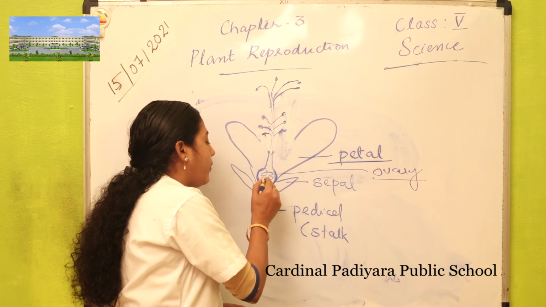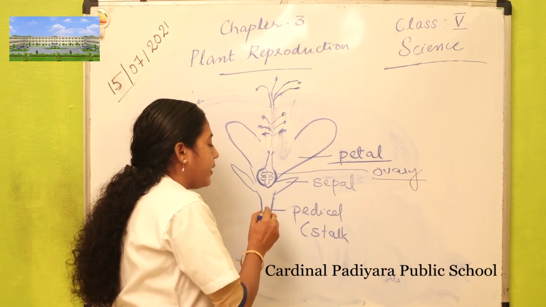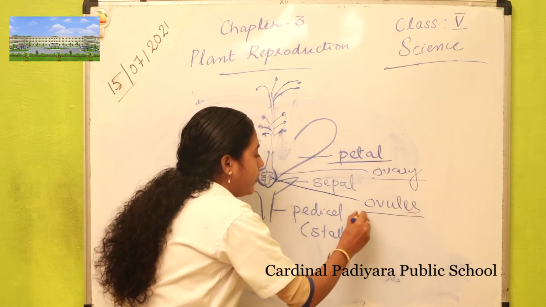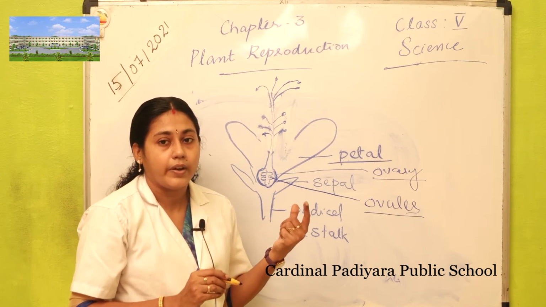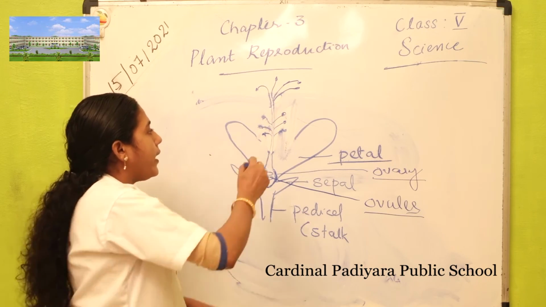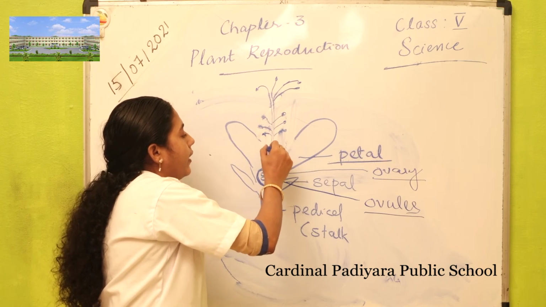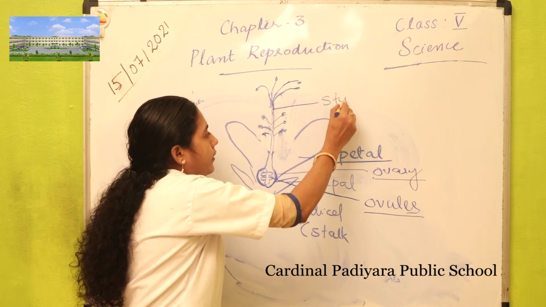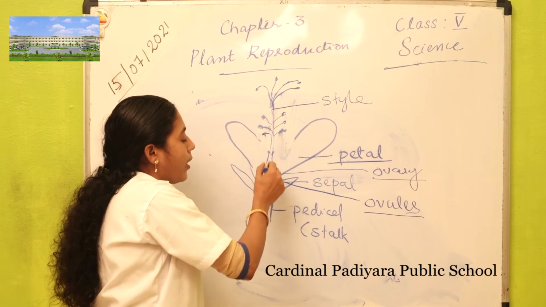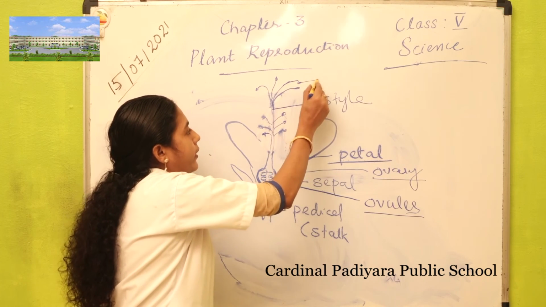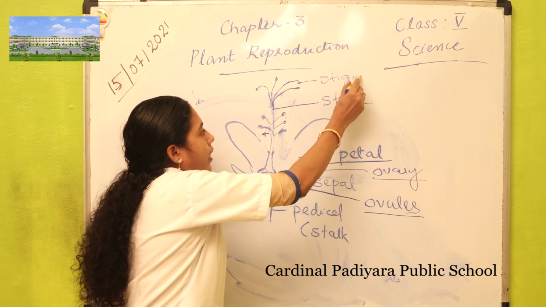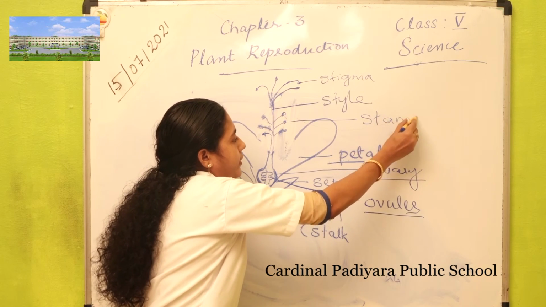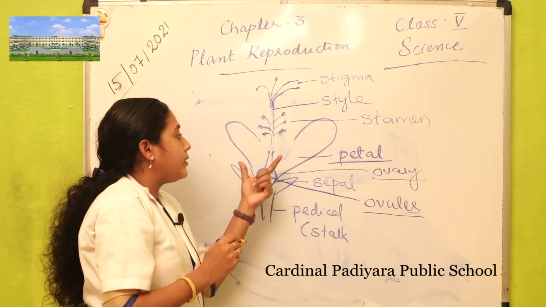And inside the ovary we can see small minute structures. Inside the ovary we can see small rounded minute structures called ovules, and above that we can see a lengthy filament-like structure. This is called style, and the style is continuous up to the ovary, and above the style you can see stigma, and on the style you can see stamen, a yellowish colored structure called stamen. This is a part of the flower.